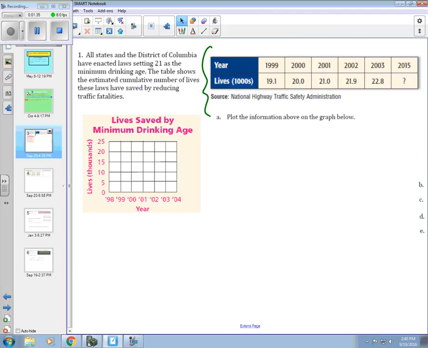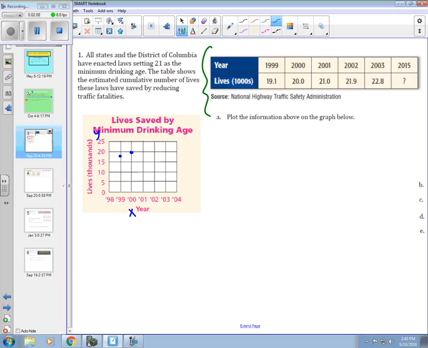First, though, we're going to plot the information. So over on this graph here, we want to plot out the information from the table. Looking at the x-axis, that's our year, and our y-axis, that's our lives in thousands. We're going to plot these out. So there's one at 1999, 19.1, and 19.1 you've got to kind of estimate. Maybe it'll be right about there. In the year 2000, it's 20. That one we can get pretty accurately. That should be exactly right there.